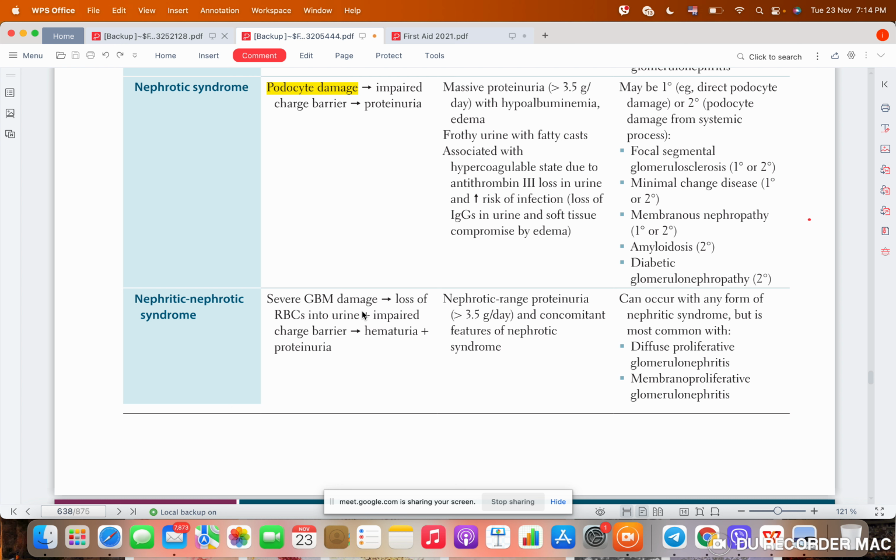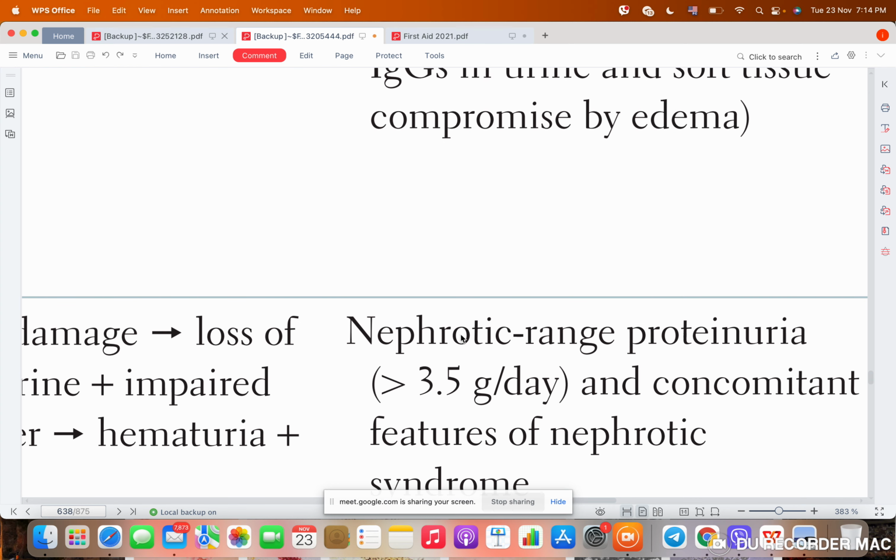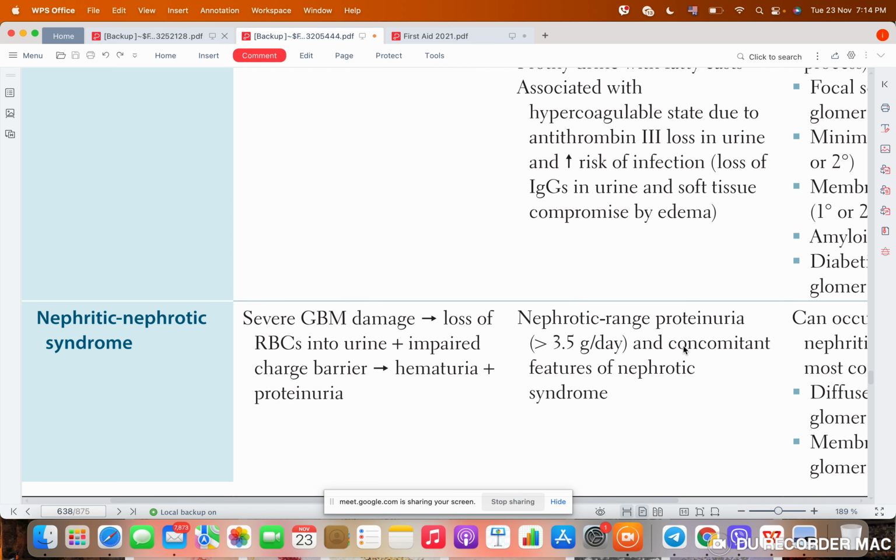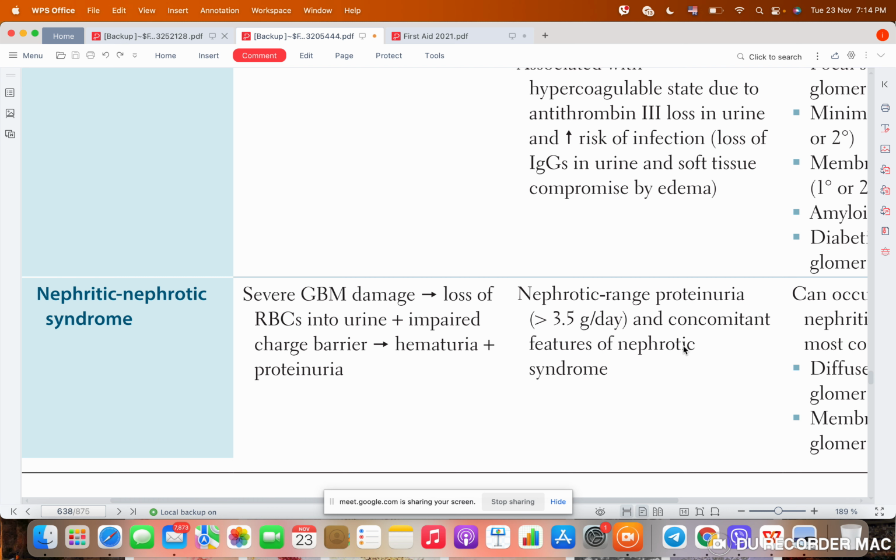Nephrotic syndrome. So the nephrotic range proteinuria. I remember someone once told me it's nephrotic, it has an O, so the O represents the O in the proteins. So remember, it has more proteins inside of it. Nephrotic range proteinuria is more than 3.5 grams per day, and concomitant features of nephritic syndrome. So they have both nephritic and nephrotic syndrome.